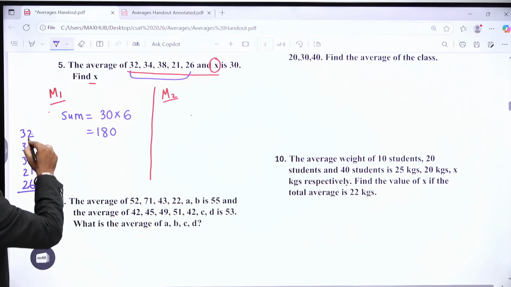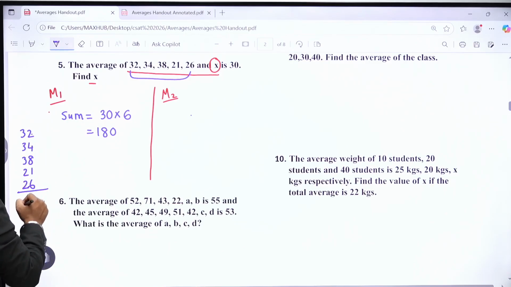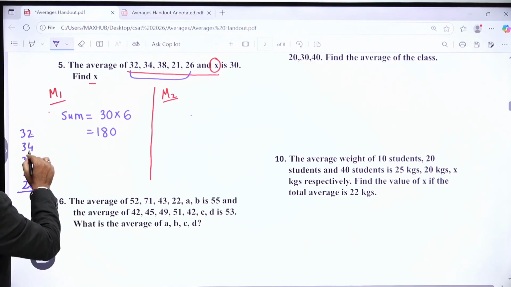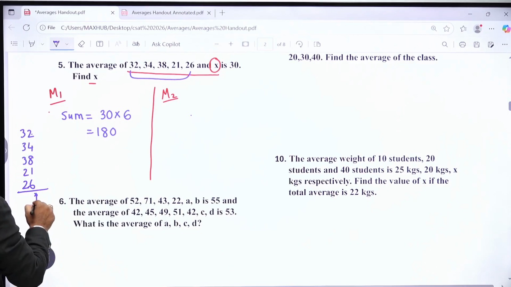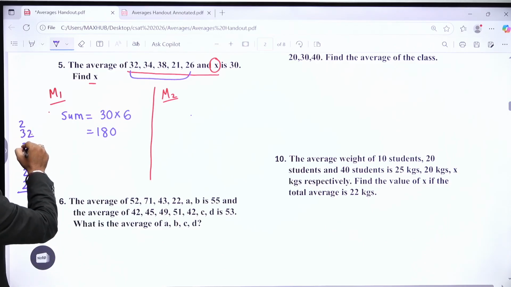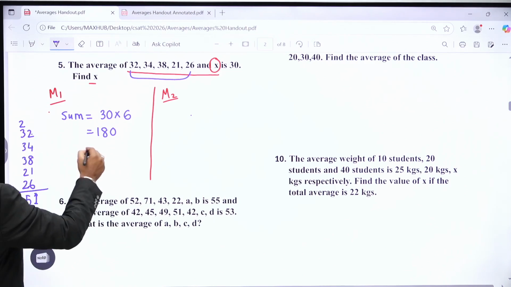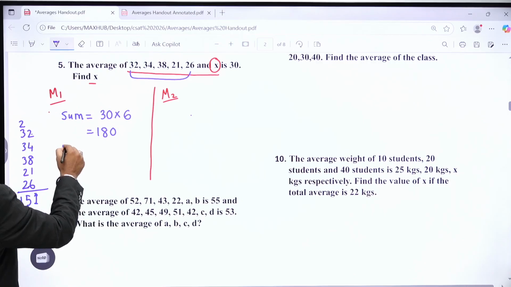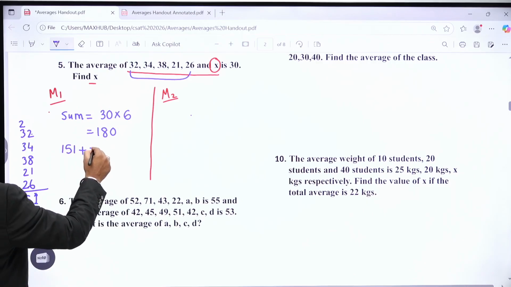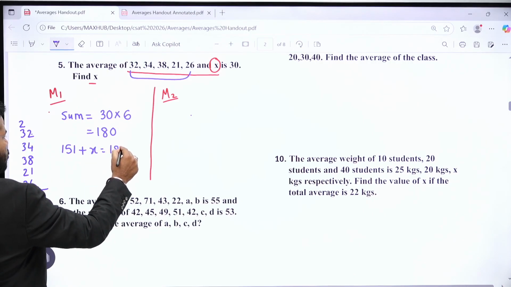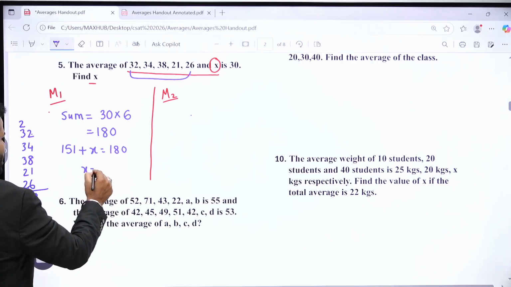4 plus 2 is 6, 6 plus 6 is 12, 12 plus 8 is 20, 20 plus 1 is 21. 1 taken 2, 3; 3 plus 3 is 6, 6 plus 9 is 15. 151 आया या नहीं? तो टोटल सम इज इक्वल्स टू कितना आया? 151 प्लस x इज नाउ इक्वल्स टू 180। सो व्हाट विल बी द वैल्यू ऑफ x?